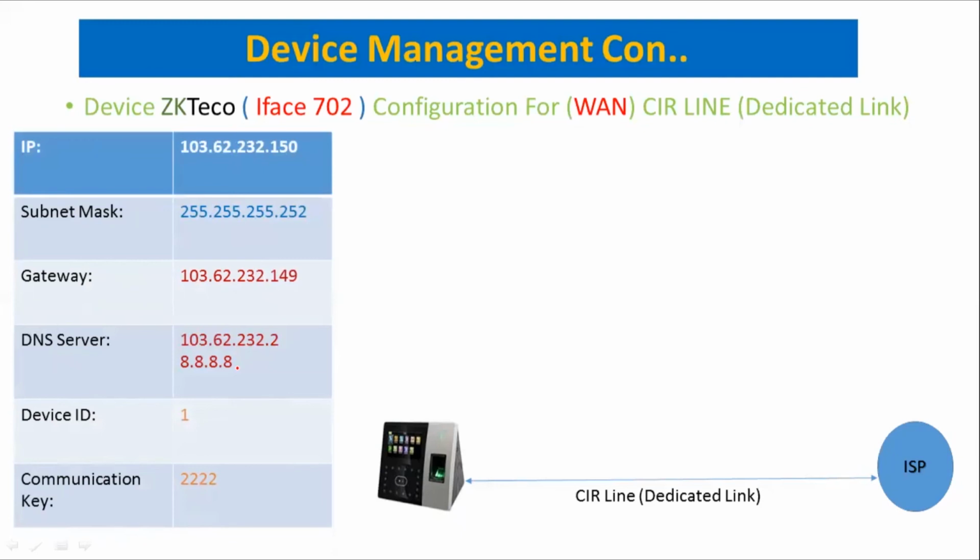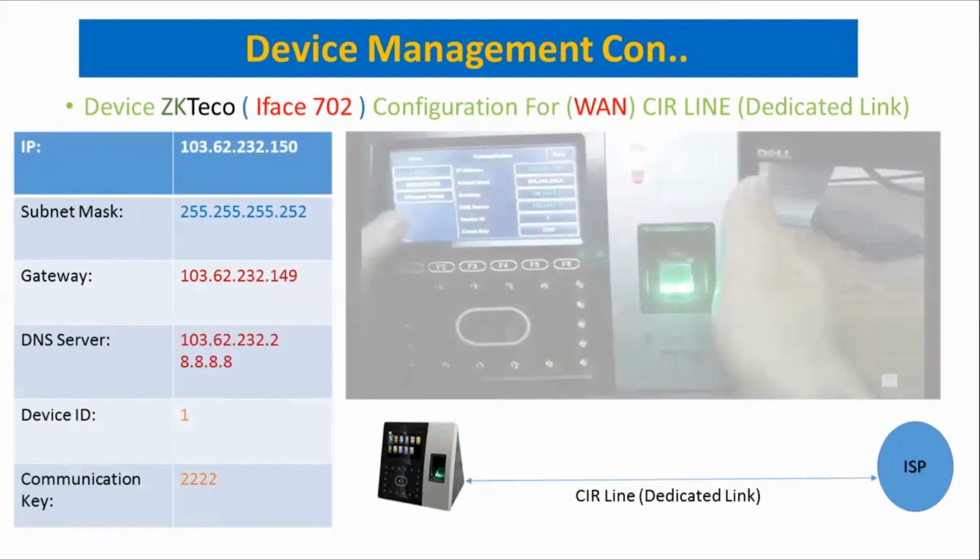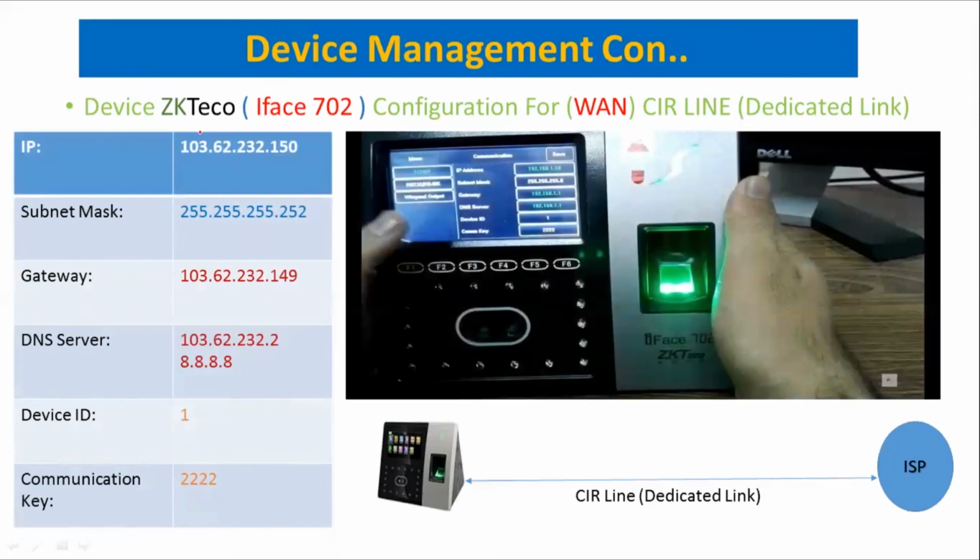Also, the device ID and communication key you can give, and simply you are going to configure it. On the machine, the same IP scheme for a dedicated line, just give it on your machine, and you have the setting on your biometric machine. So we have just covered our network setting and communication setting on a biometric machine.